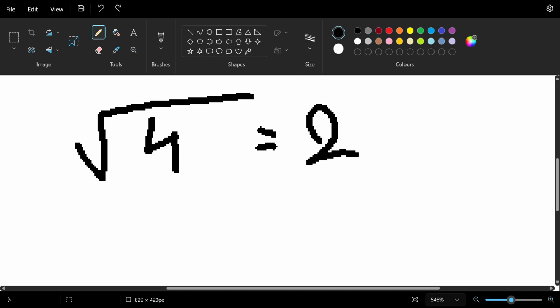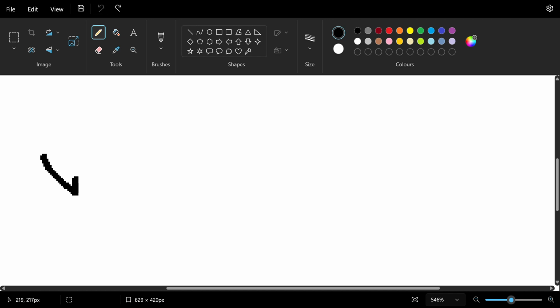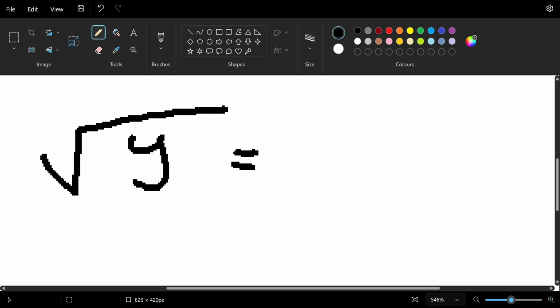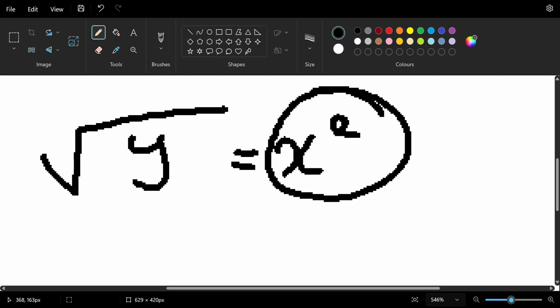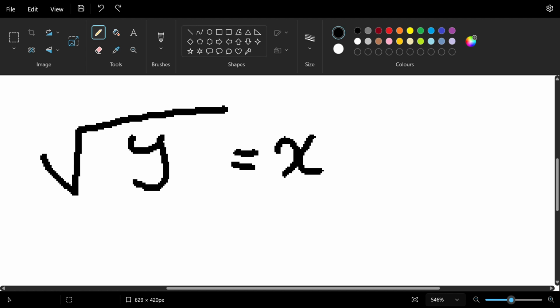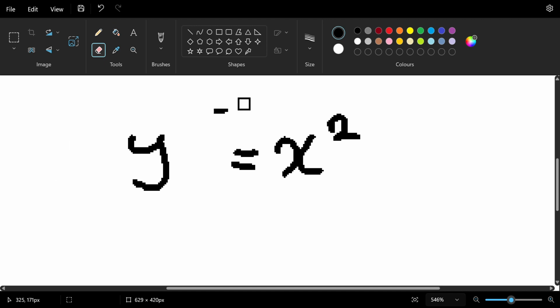Okay, first let's go back a bit. Square rooting means that let's say you are going to square root y. Let's say that x squared is equal to y. So you can say that the square root of y is equal to x, because x squared is equal to y.